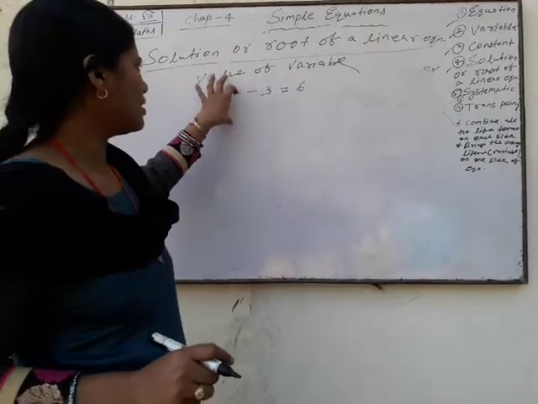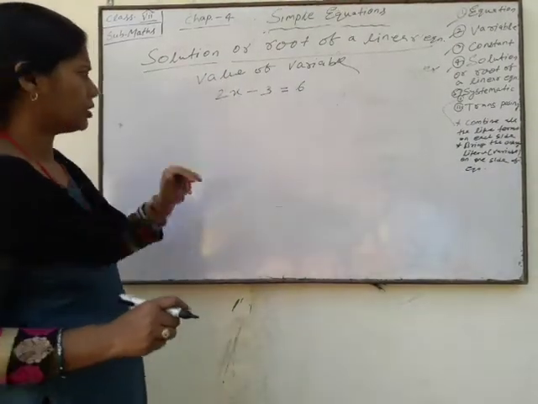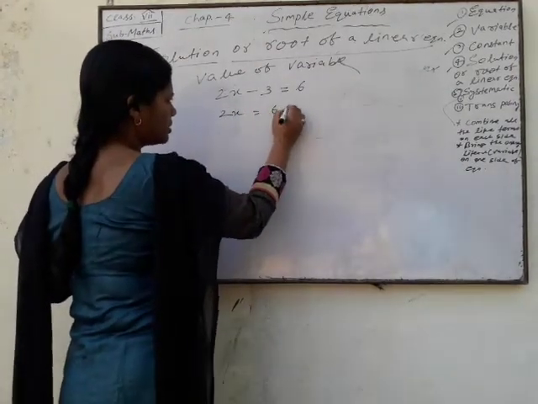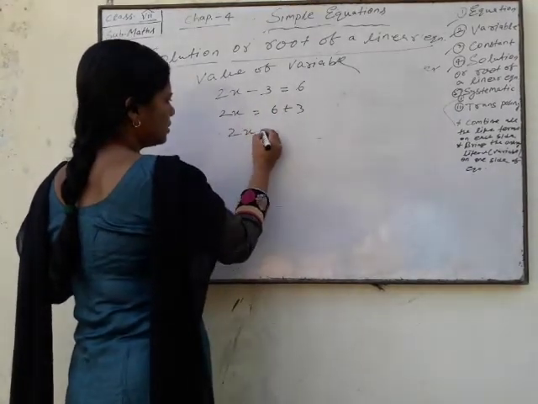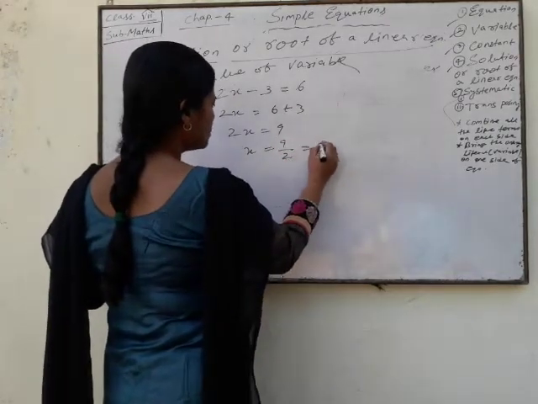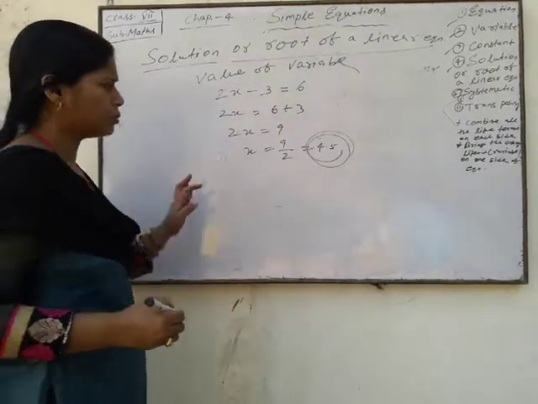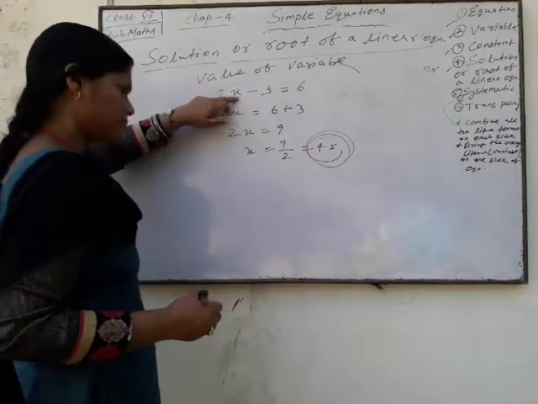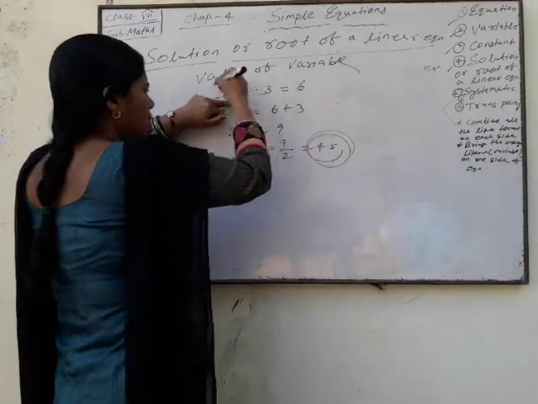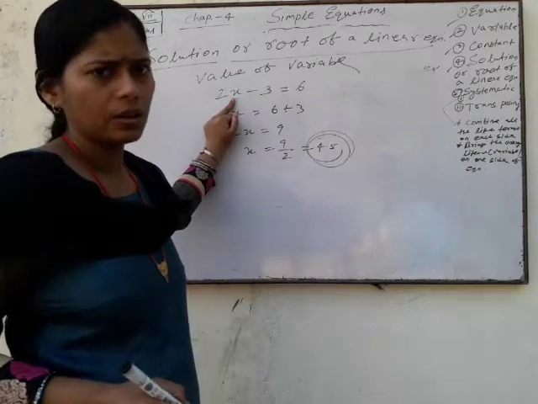Now, what is the value of the variable which satisfies the equation? 2x is equal to 6 plus 3. 2x equal to 9 and x equal to 9 by 2 is equal to 4.5. It means if we put 4.5 in place of x, then LHS equals RHS. It means your value of x satisfies the equation.